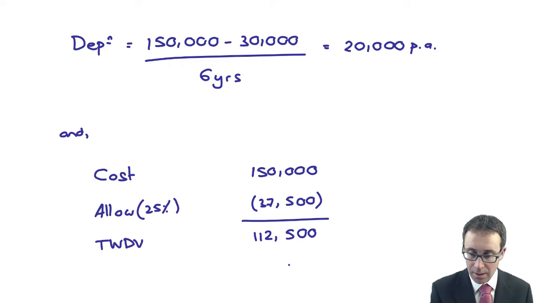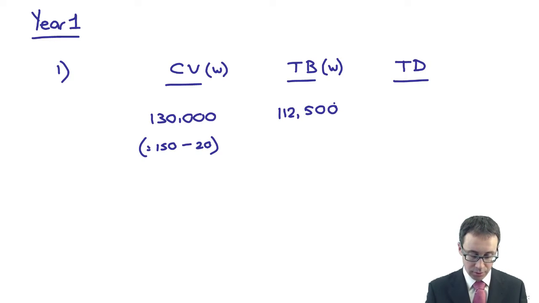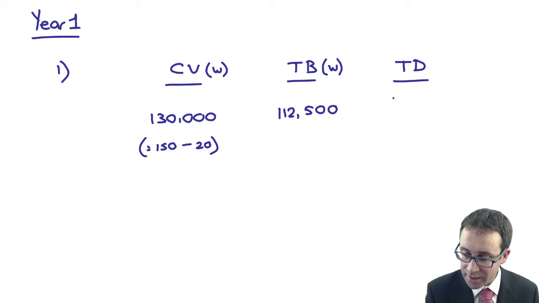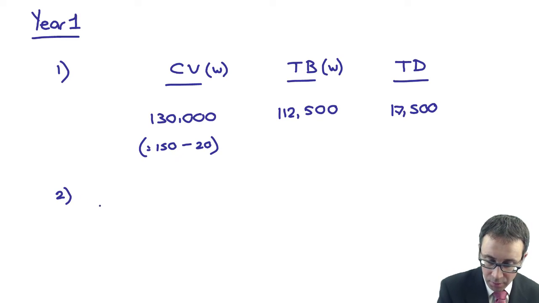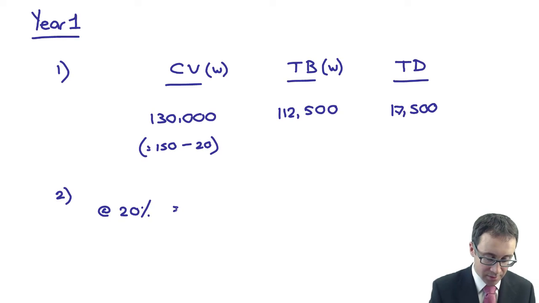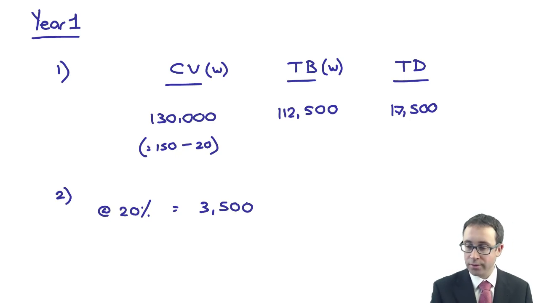Okay. So 112,500. Temporary difference. Is that 17,500? Step 2 is to multiply that by the tax rate. So at 20%, is that 3,500?